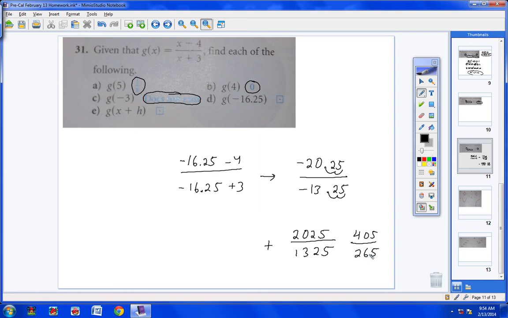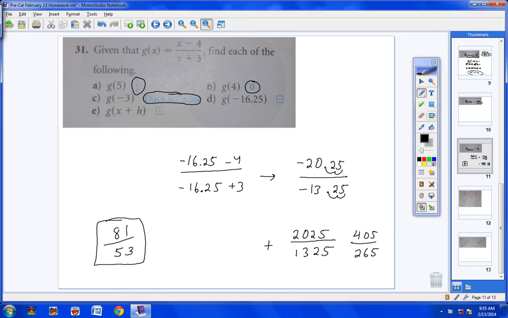265. Well, maybe I will quickly reduce it. And then with 5, you would get an 81 over 53, and I think that's as far as you can go. But that would be the fraction reduced, or you can also type it in and get a decimal. One of those two answers.